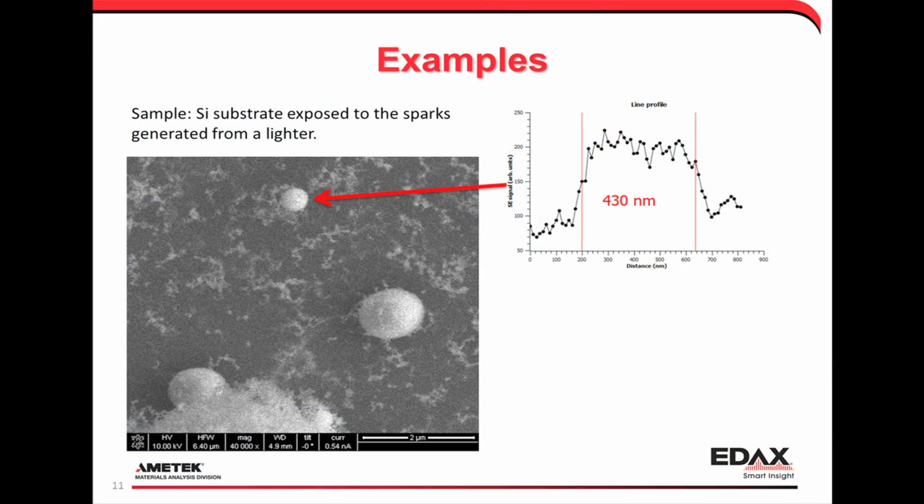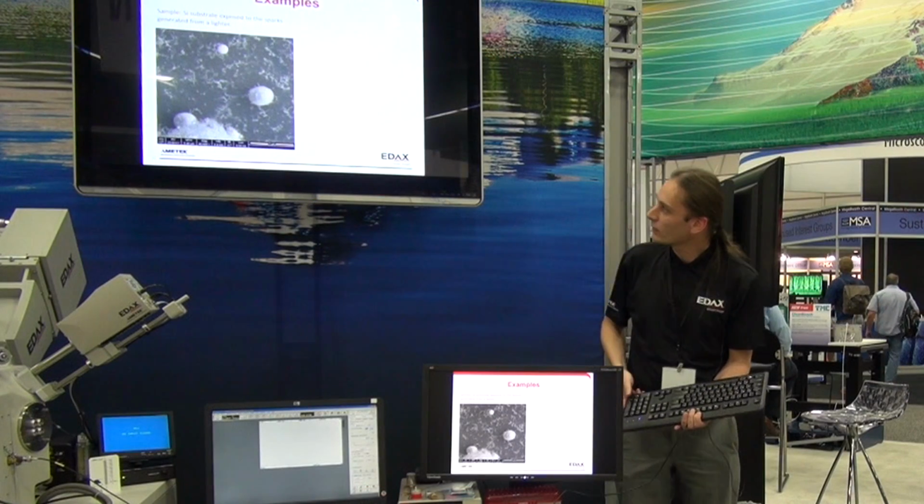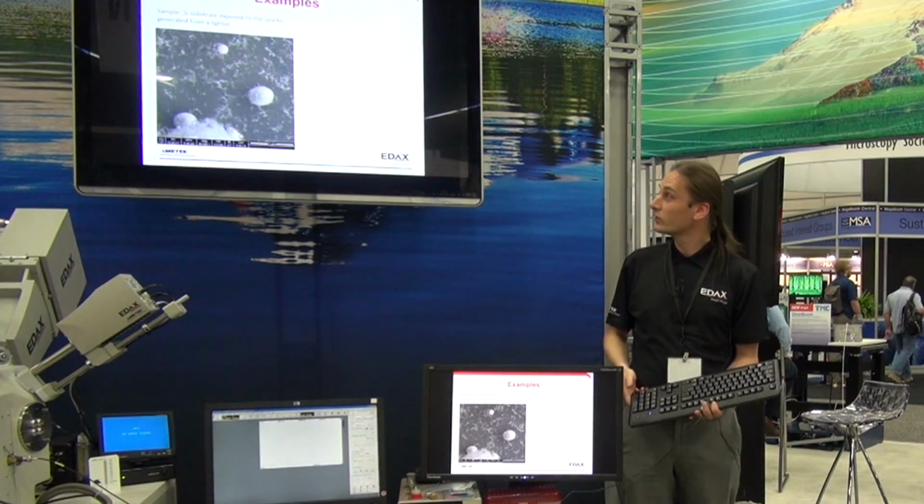So, a couple of examples of how it all affects things. This is a silicon substrate. If you take a lighter and flick it, you get sparks from the flint. The flint is actually a bunch of rare earths, lanthanum and cerium. And they generate these nice round particles as they cool down, as they're flying off. So it's a good way to create particle samples, and you get some very small structures as well. These larger spheres are micron sized.